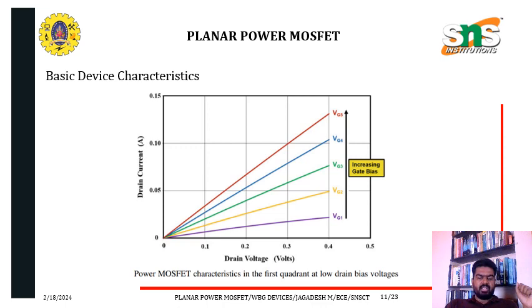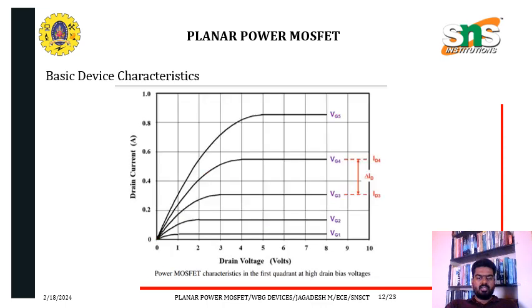And this is the device characteristics. It is plotted between drain voltage and drain current, with drain current measured in amperes, and increasing gate bias. By increasing the gate voltage, the characteristics increase. Here the power MOSFET characteristics in the first quadrant are given at low drain bias voltage, and the first quadrant at high drain bias voltage is given over here.